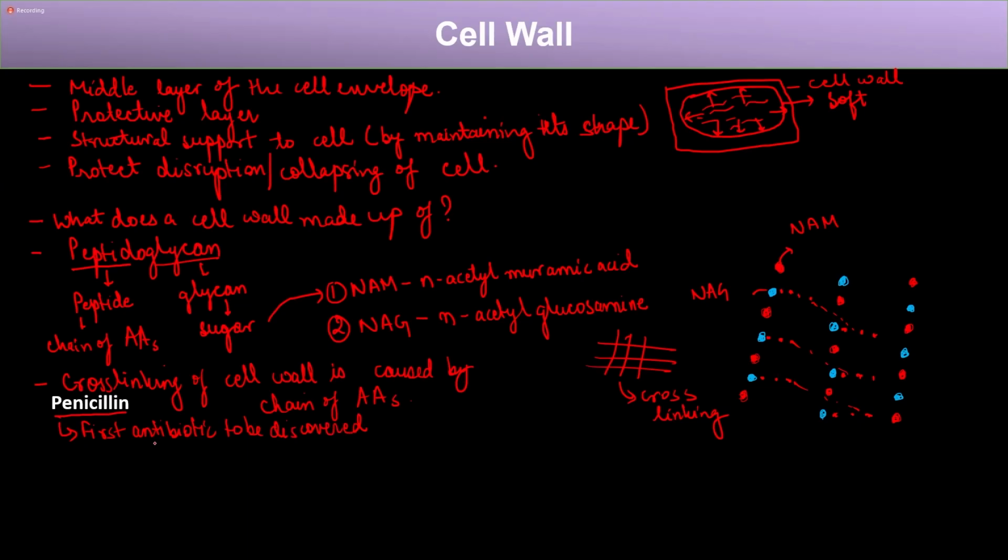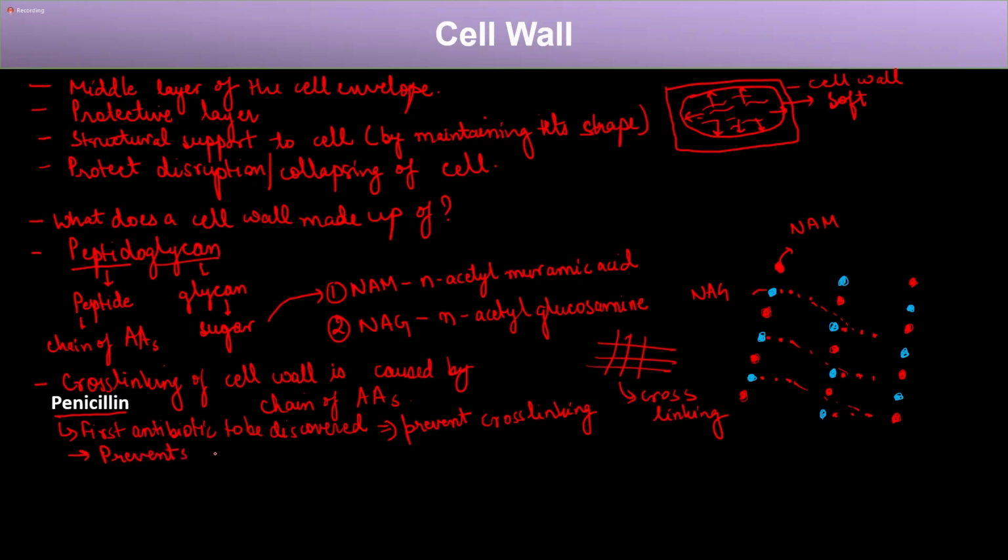Now, what does this penicillin do? This penicillin prevents cross-linking. Whatever cross-linking happens by this chain of amino acids, it prevents it in the cell wall. So if the cross-linking won't happen, the cell wall formation will not take place. So basically, penicillin prevents cell wall formation.